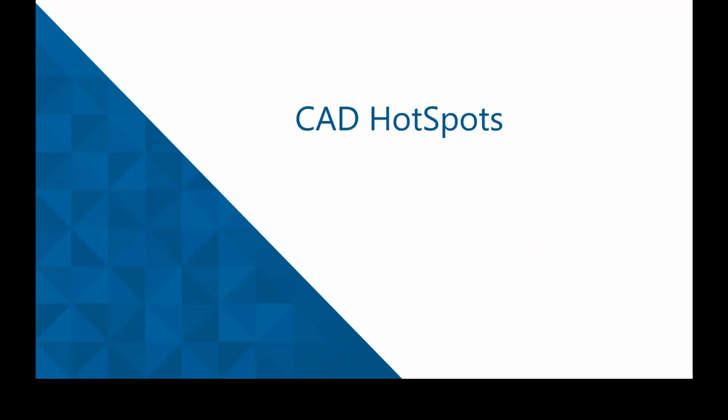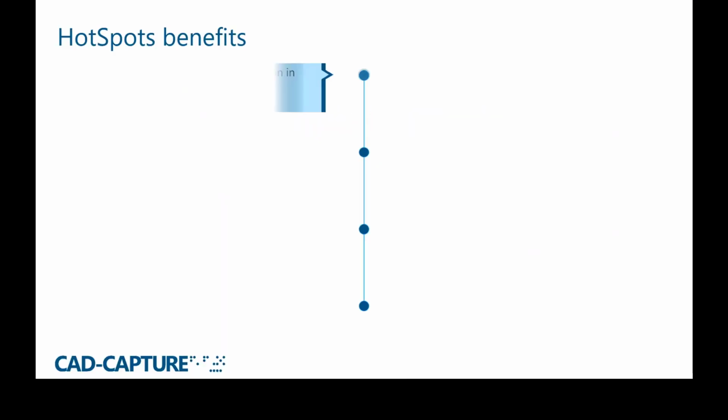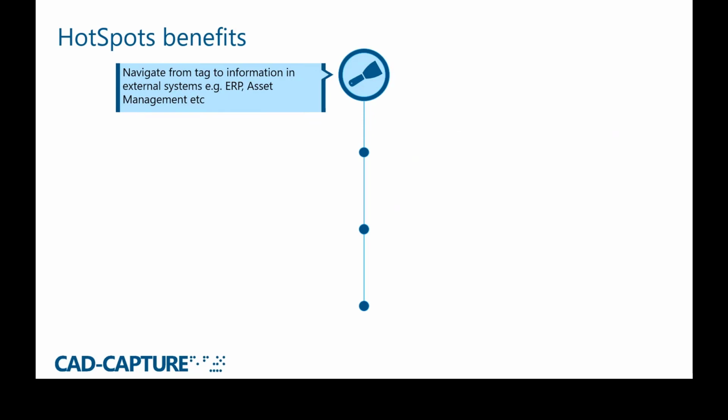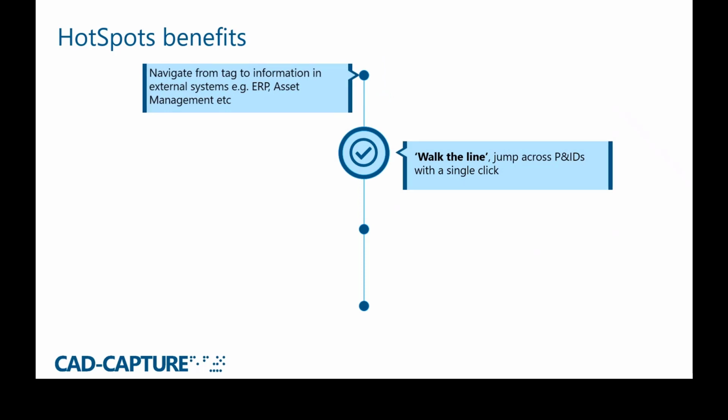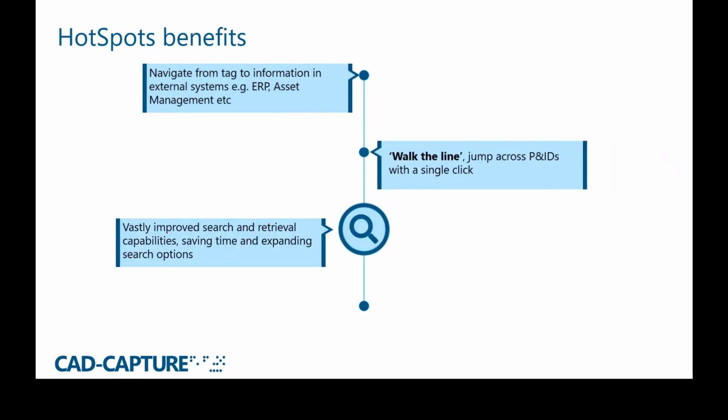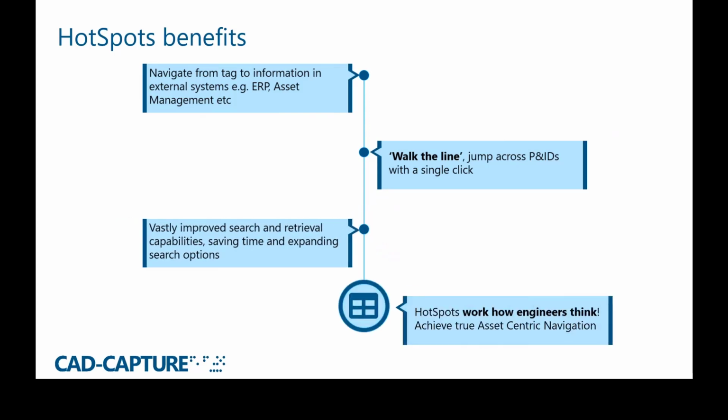Now moving on to the CAD hotspots. So again, we'll go through the benefits first. In terms of the ability to navigate from the tag to information in external systems, very powerful, breaking down the barriers between structured and unstructured data. As I mentioned before, the ability to walk the line, jump across from P&ID to P&ID can save a lot of time. Vastly improve the search and retrieval capabilities, and works how engineers think, delivering the asset-centric navigation capabilities that we'll show you now.